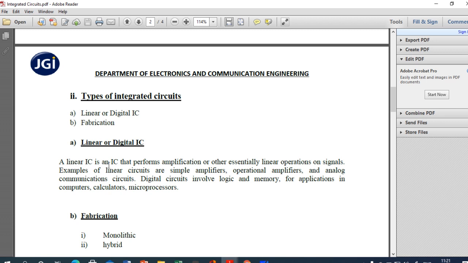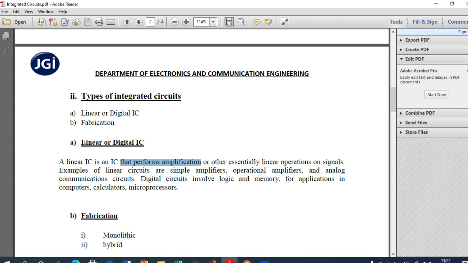A linear IC is an IC that performs amplification. In all linear or digital ICs, the importance is that it is used to perform amplification. Amplification is nothing but magnifying the amplitude, or we are amplifying or magnifying the input waveform from the input to the output side. In other words, we are strengthening the weakened signal.